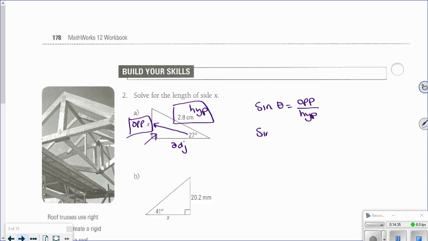Fill in what we know. So we know our angle is 27 degrees. Opposite we're calling x. Hypotenuse we're calling 2.8. And then when the thing we're solving for is on the top, it's being divided by a number. We're going to multiply by that number so that it cancels. So x is going to be 2.8 times sine of 27, which means in this case, x is going to be 1.3 centimeters. Centimeters because we had centimeters in our original question.